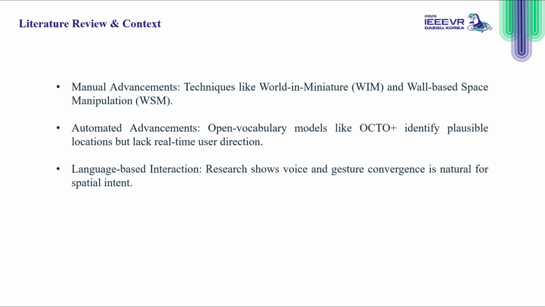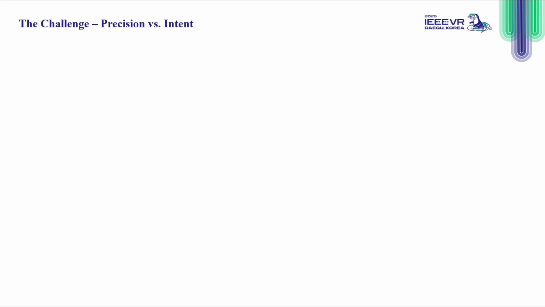Existing research has explored many manual techniques, such as world in miniature for distant objects. On the automated side, systems like Octo Plus use vision language models to find natural spots, but they don't take real-time relational commands. Our work differentiates itself by focusing specifically on parsing and executing source-object-edge triplets in a modern XR context. Object placement is a cornerstone of AR, yet we face a persistent trade-off.